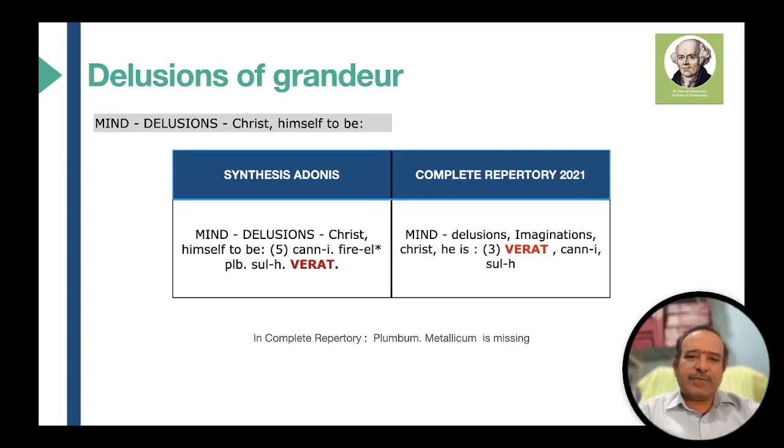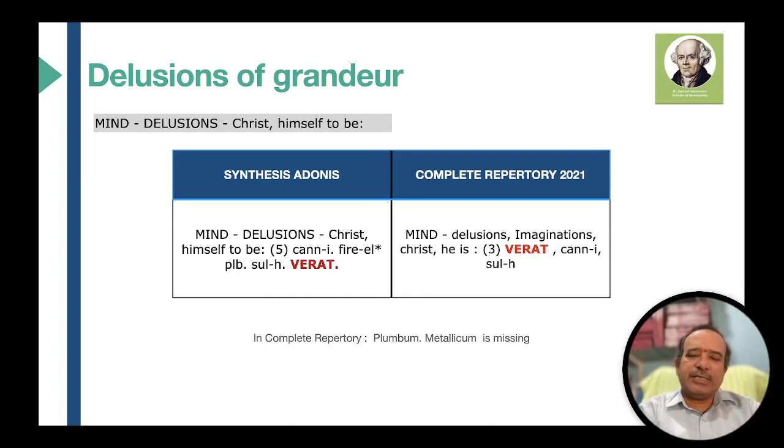Here I am comparing Synthesis Adonis Repertory and Complete Repertory 2021. In Synthesis Adonis they have added the 5 element, like 5 related groups of remedies, and Plumbum metallicum is there. Whereas in the Complete Repertory, Plumbum metallicum is not present, and even the 5 element. So the important remedy Plumbum metallicum is absent in this important rubric. Let us read why Veratrum album is given this 3 grade marks.